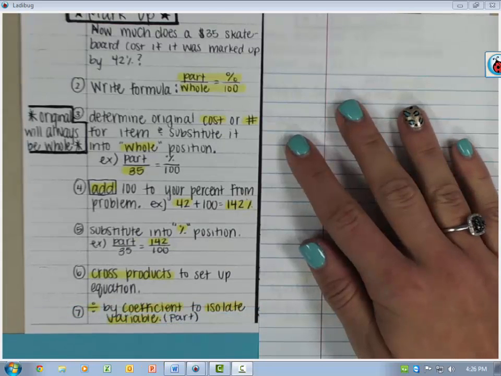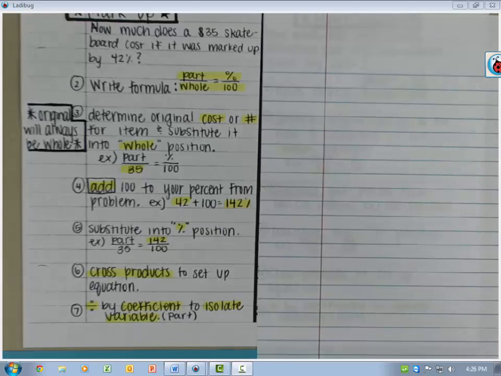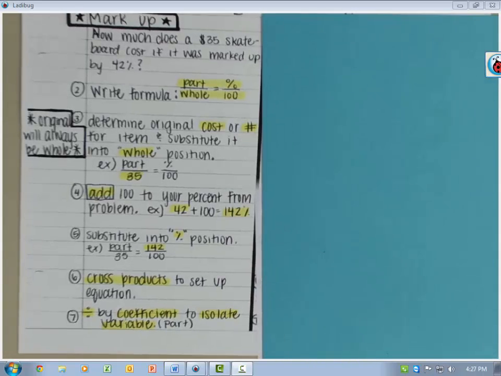Okay, you divide by your coefficient to isolate your variable. Your variable was your part, and you have your answer. Okay, kind of simple. It'd be easier if we did the math, but this is just taking notes. Just taking notes. Alright, next slide.